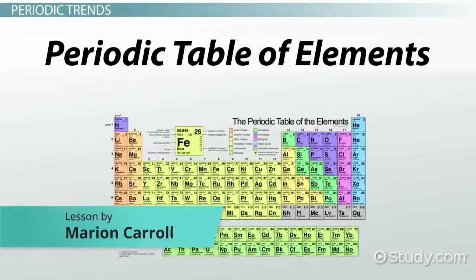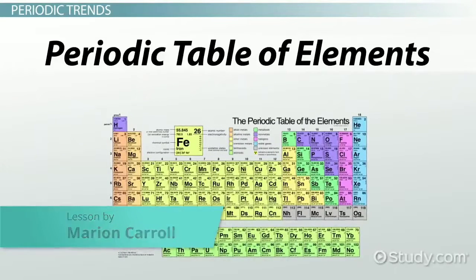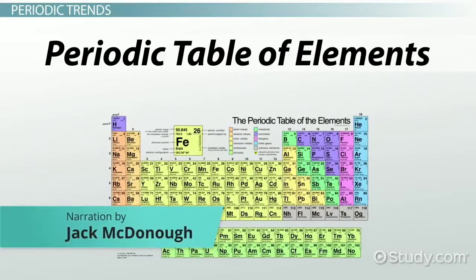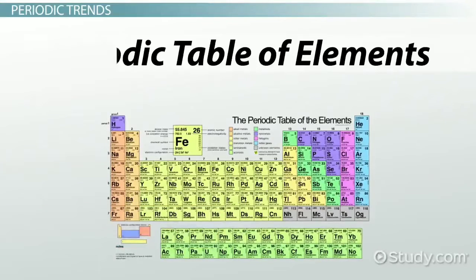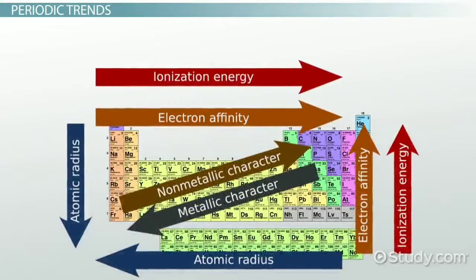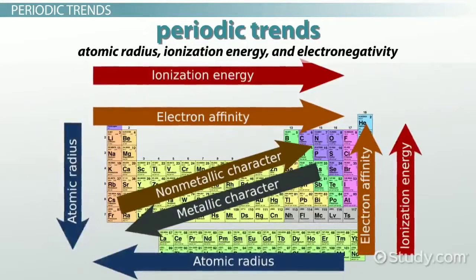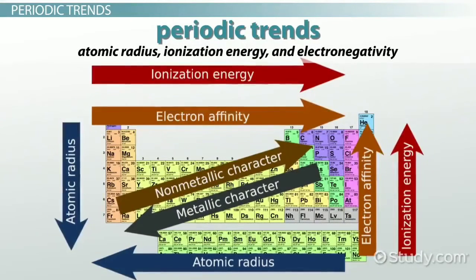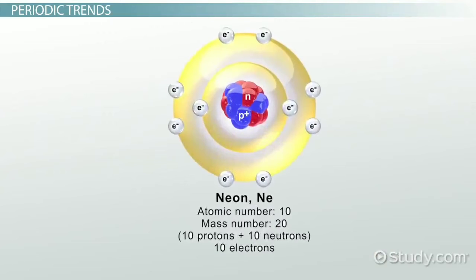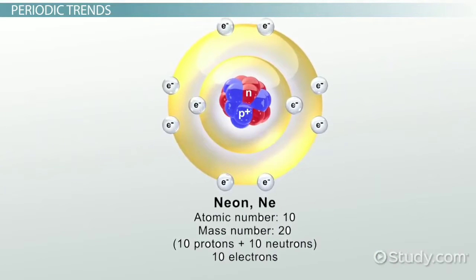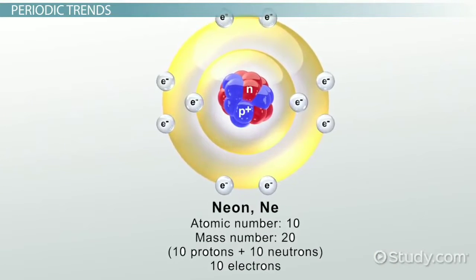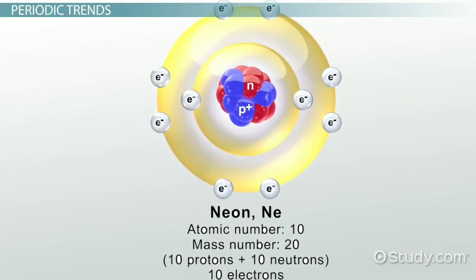The periodic table of elements is a very useful tool. Not only does it tell you what all the elements are, it also tells you about the properties of the elements. Some of the properties have trends, called periodic trends, including atomic radius, ionization energy, and electronegativity. In this lesson, we'll learn what the atomic radius is and how to calculate it. Then we'll take a look at a couple of examples.